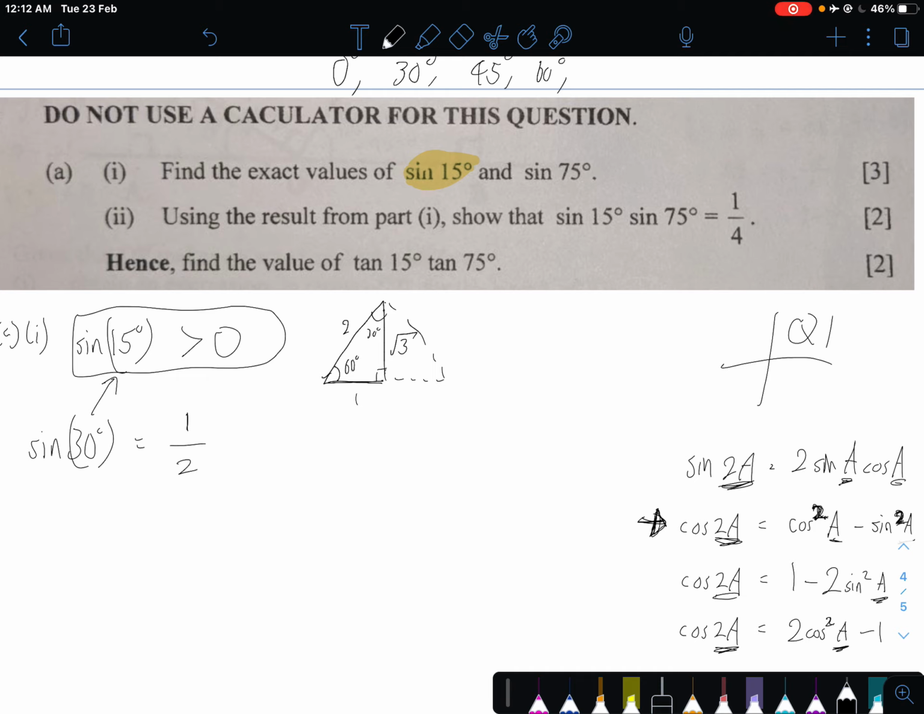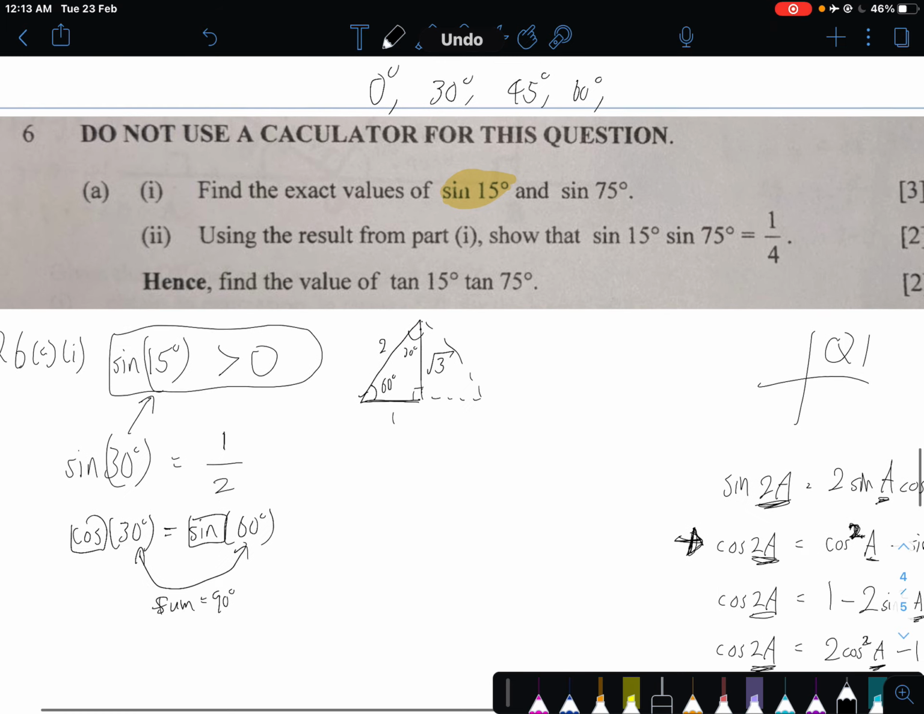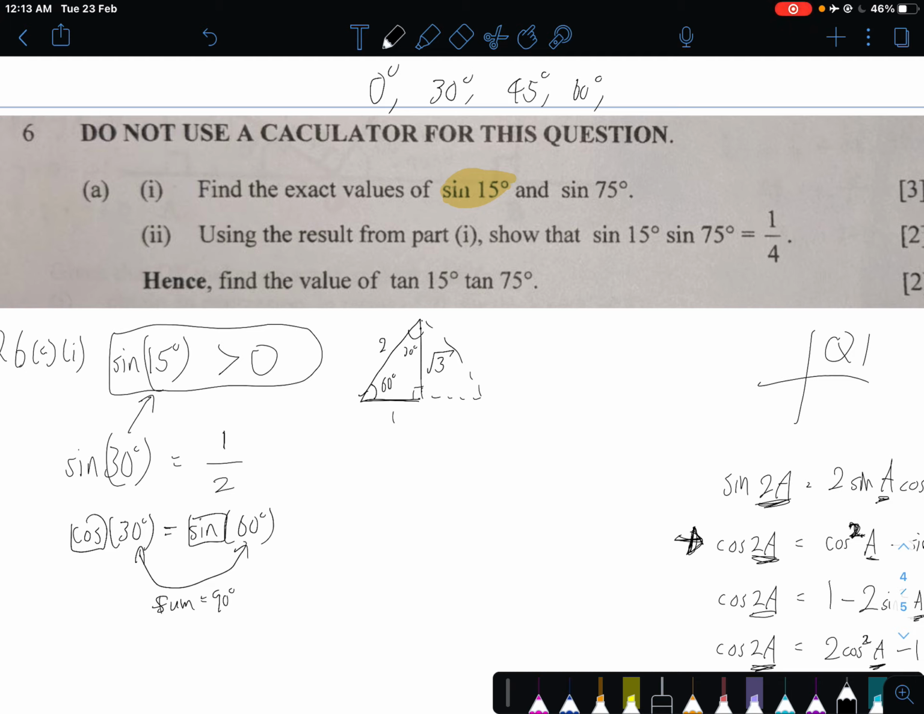So that's useful. But more than that, I also know cosine of 30 degrees, and by complementary identities, as long as these two angles add up to 90 degrees, then cosine and sine will be equal. They're called complementary identities. So cosine 30 degrees equals sine 60 degrees, which I know is just root 3 over 2.